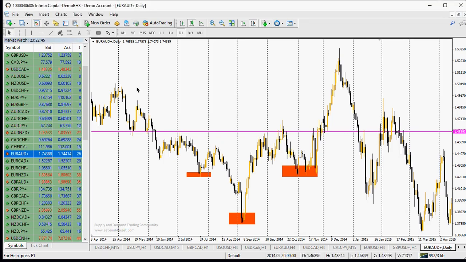Now, let me draw it for you. This is the pattern, head and shoulder. Market is going up, for example, and then it gets to a peak, it comes down.